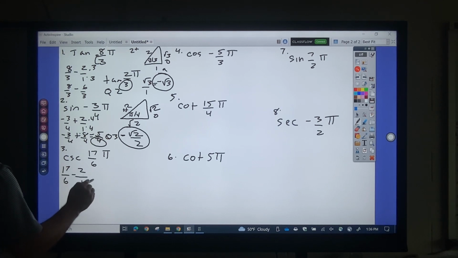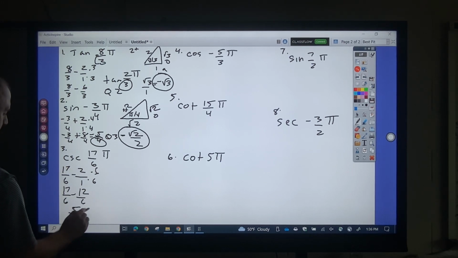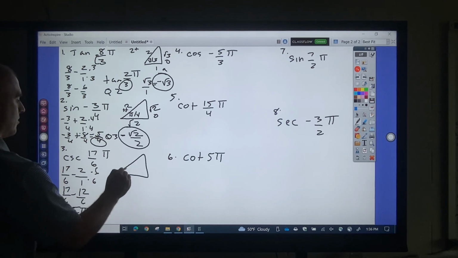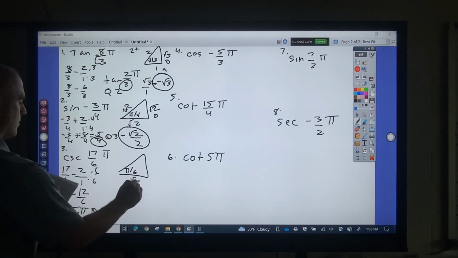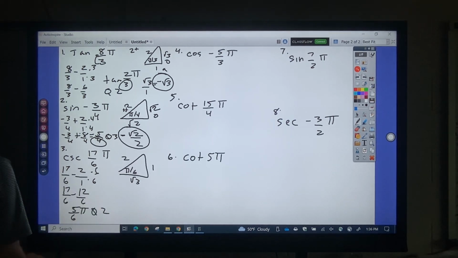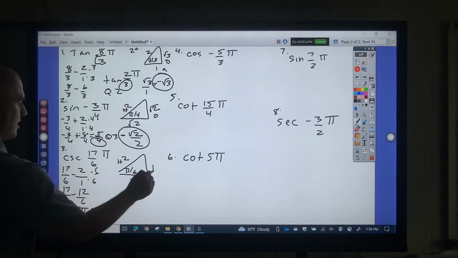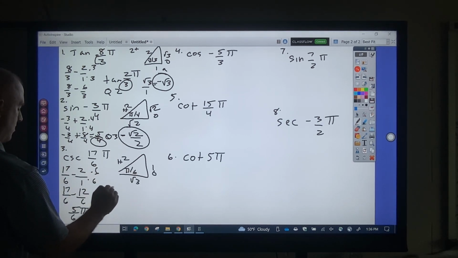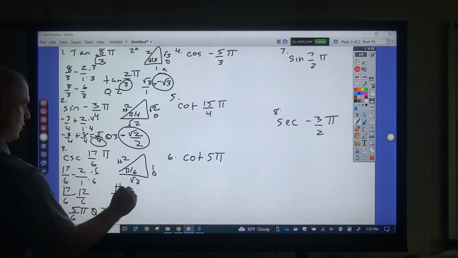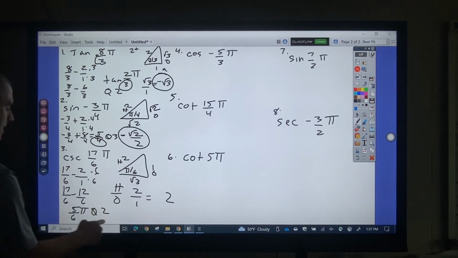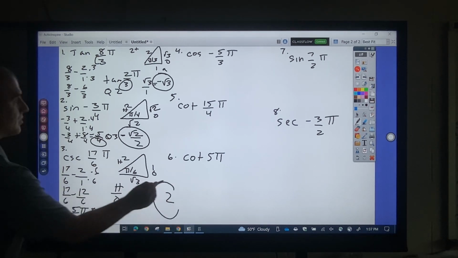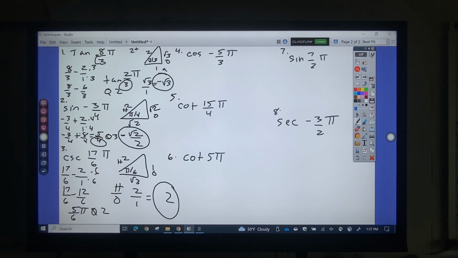2 over 1. So that's going to be 17 over 6 minus 12 over 6. That's 5/6 pi. That's quadrant number 2. The pi over 6 triangle: square root of 3, 1, and 2. Cosecant is h over o, so I got 2 over 1, which is equal to 2. Since I'm in quad 2, that's going to remain positive.